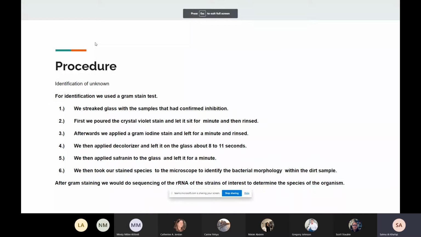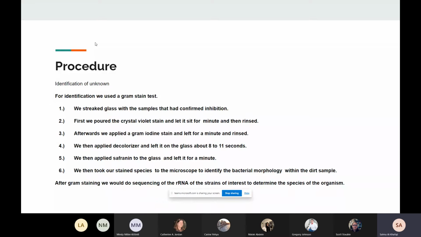So for this third procedure, this is for the identification of the unknown. We used a gram stain test. First, we streaked glass with the samples that had confirmed inhibition. Before continuing to the next step, we wanted to fix the sample on the glass, so we first put water on it and then put it over an open flame, so that when we put the stains on, the colony wouldn't rinse out.